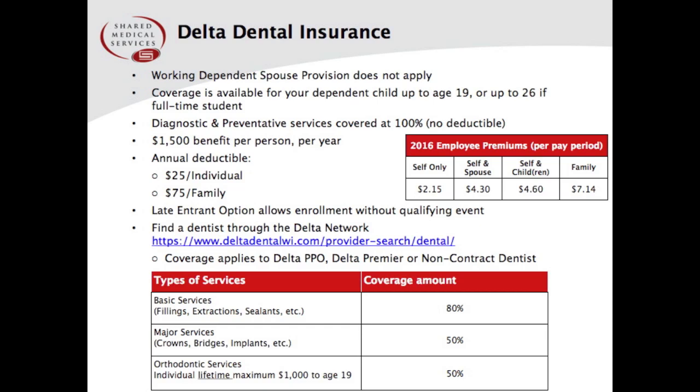Premiums are listed per pay period, and these are also pre-tax deductions that take place during payroll. Preventive services such as annual visits and cleanings are covered at 100%. There is an annual deductible of $25 per individual or $75 per family.